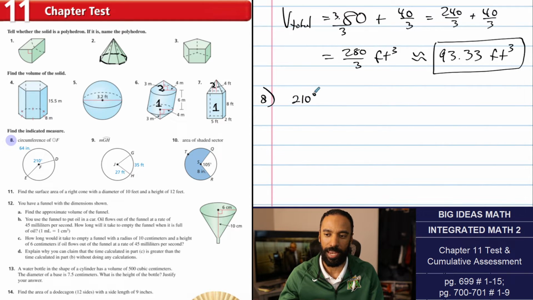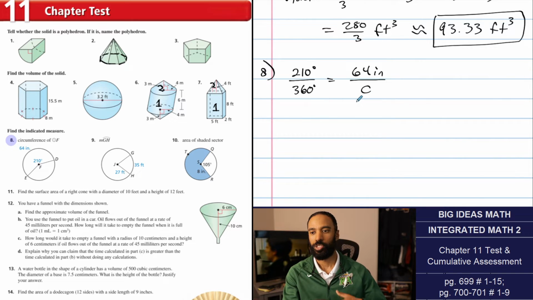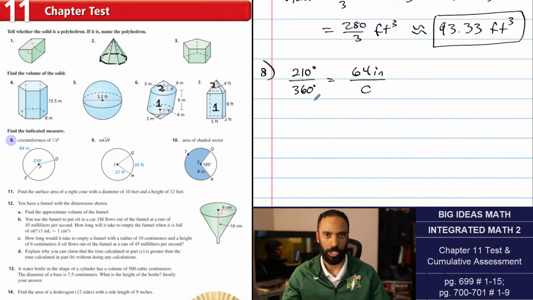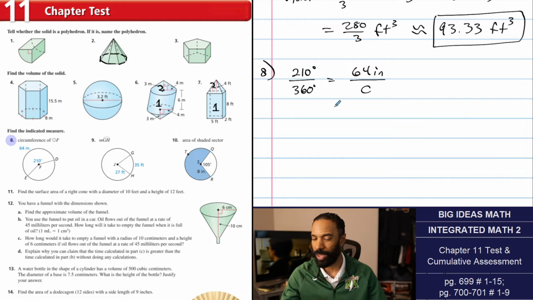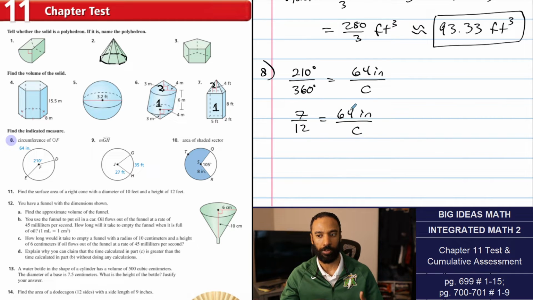Now that 210 is a certain fraction out of 360 degrees of the entire circle, same as the 64 inches is out of the entire circumference of your circle. 210 out of 360, if I do some fraction reduction, I can divide it by 30. I get 7/12. That's not a required bit, but it's easier to say out loud when I work it out. Basically, 64 inches is 7/12 of the entire circumference.